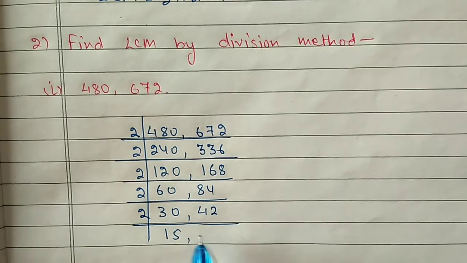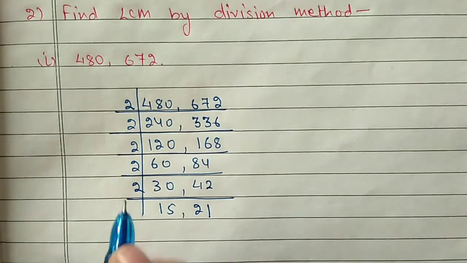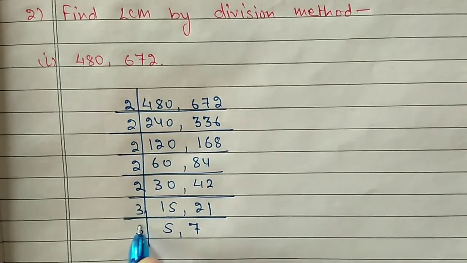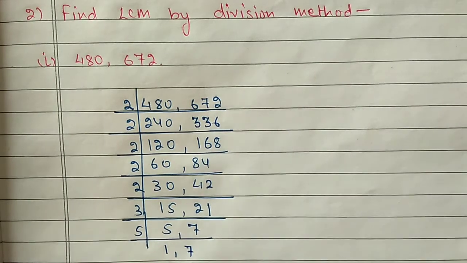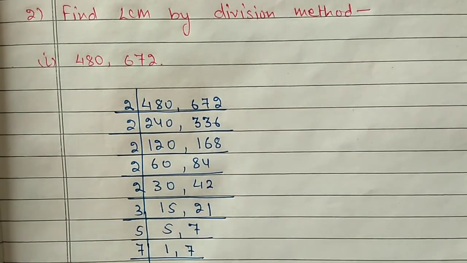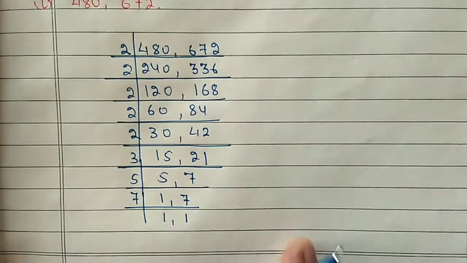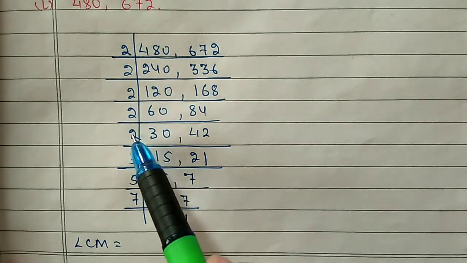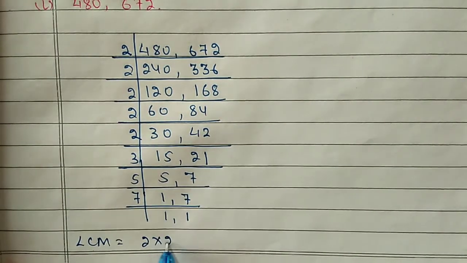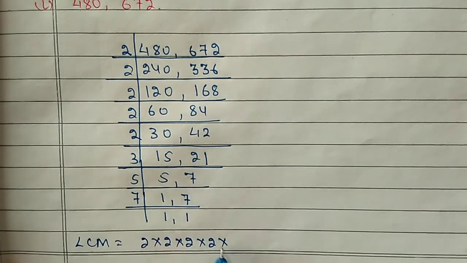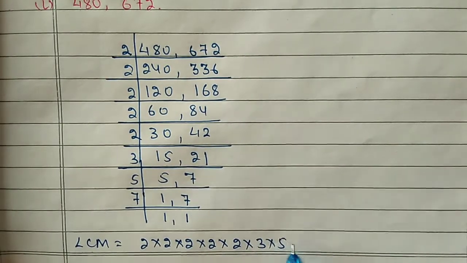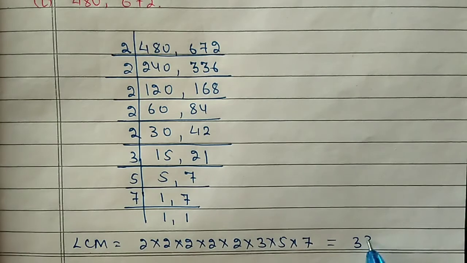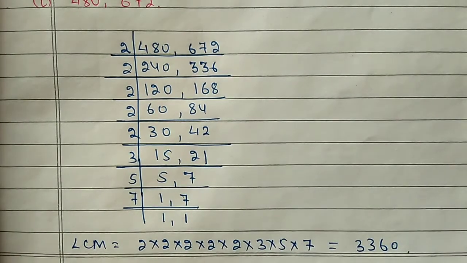Then 2 1s are 2 and 2 2s. Now it will go with the table of 3: 3 5s are 15 and 3 7s are 21, then 5, 7 as it is we write, and at last 7 1s are 7. So LCM will be the multiplication of all the numbers. We have 2 five times, 1 time 3, 1 time 5 and 1 time 7. So multiply all the numbers, you will get 3360, which is our answer.